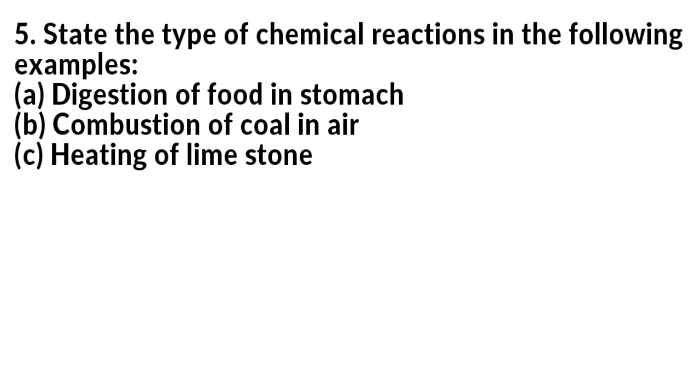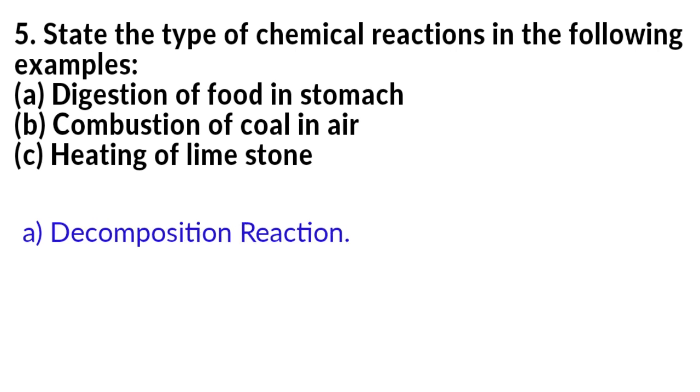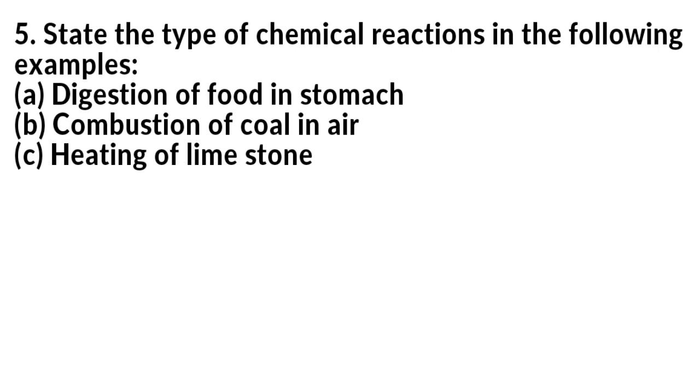Fifth question. State the type of chemical reaction in the following examples. A. Digestion of food in stomach. B. Combustion of coal in air. C. Heating of limestone. On digestion of food, the body faces a decomposition reaction, that is, decomposition of food in our body. Decomposition is nothing but a chemical reaction and breaking down of food into digestible nutrients such as carbohydrates, proteins, fats, which our body requires for proper functioning.